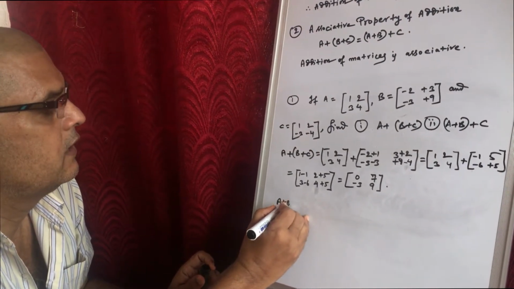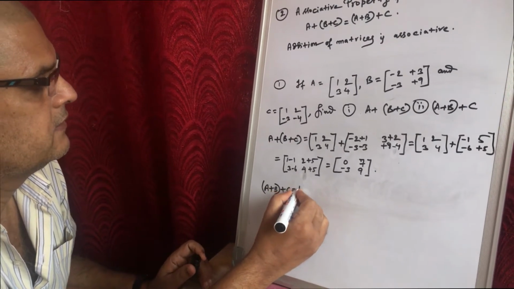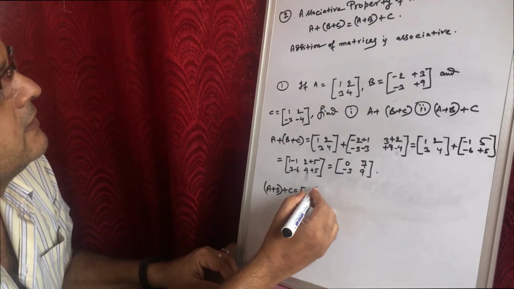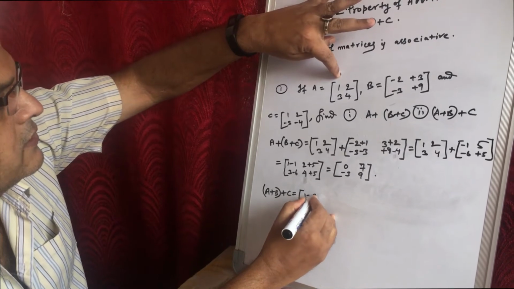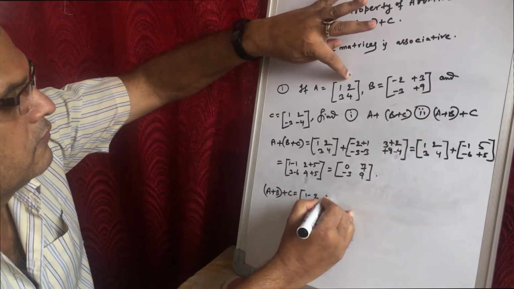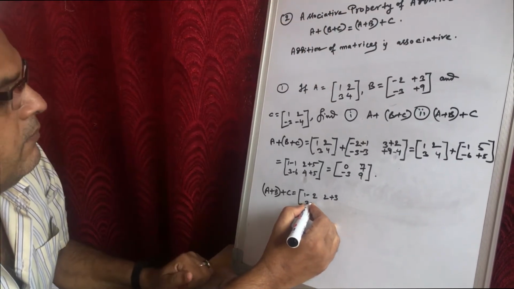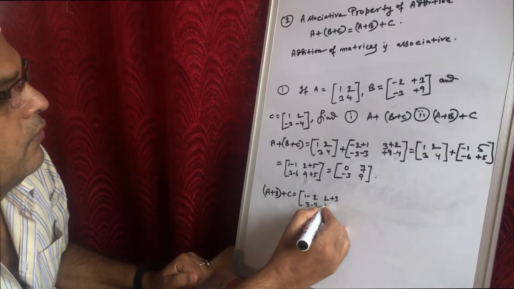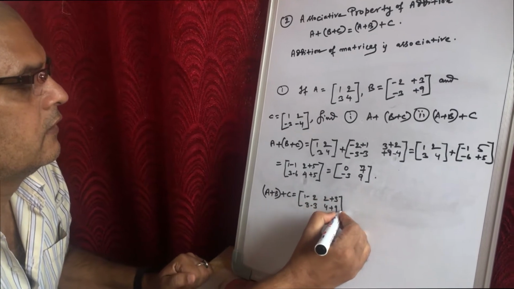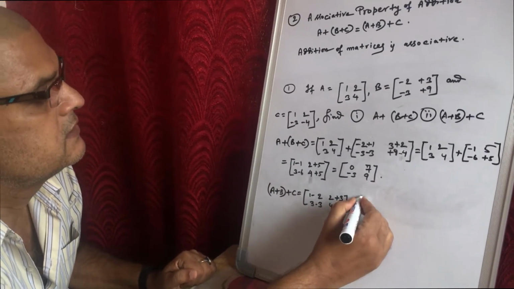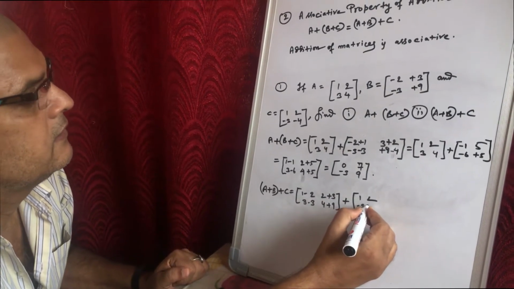Right? Now see. Then I have to find the value of (A plus B) plus C. So it will be what? A plus B. So it will be 1 minus 2, 2 plus 3, 3 minus 3, 4 plus 9, plus C, that is C, 1, 2, minus 3, minus 4.